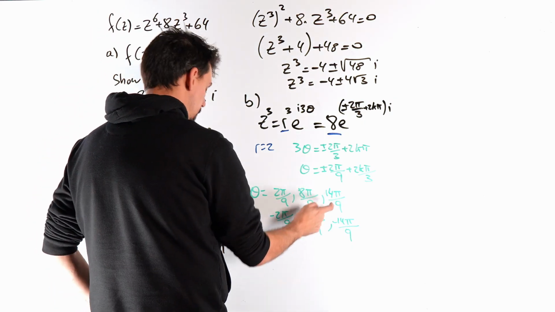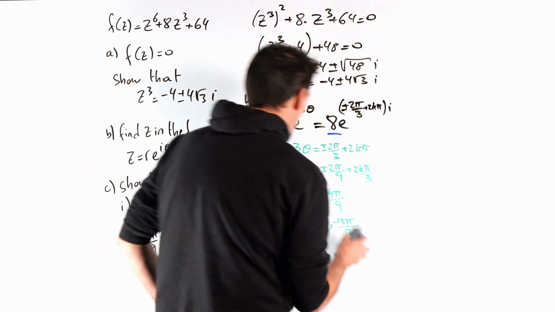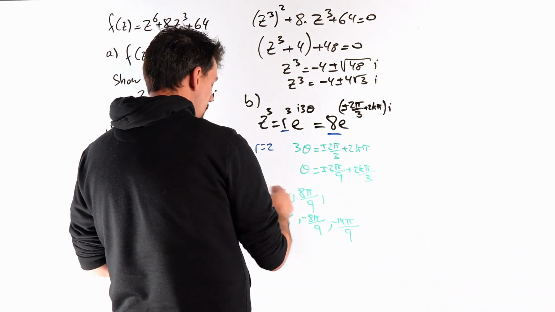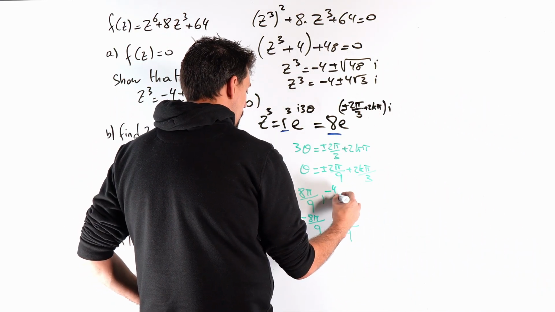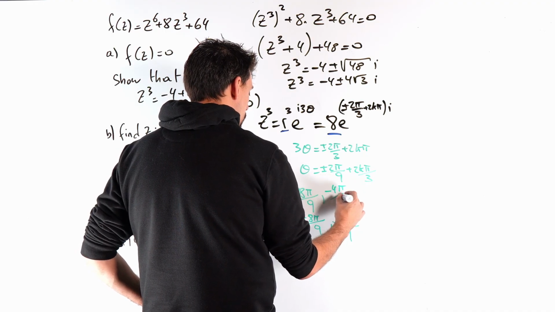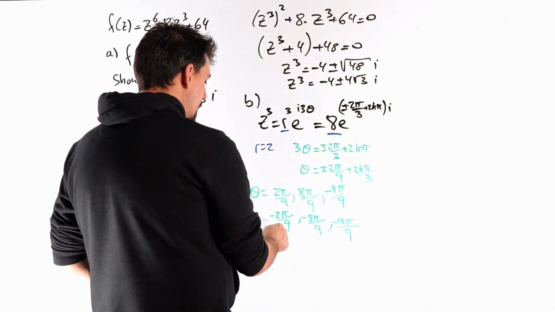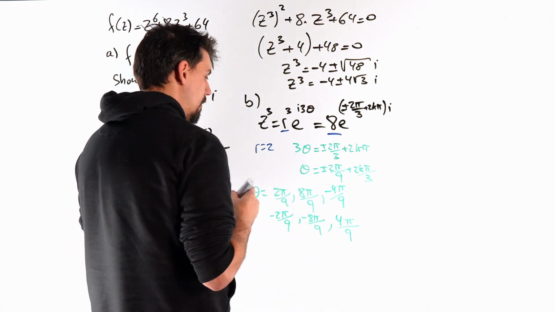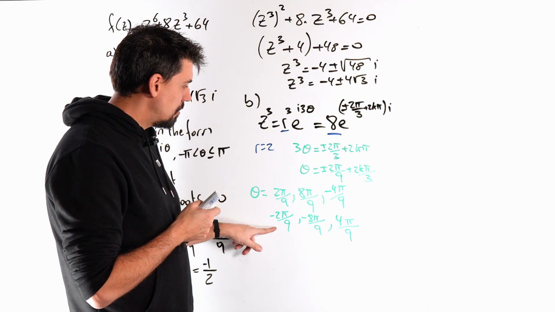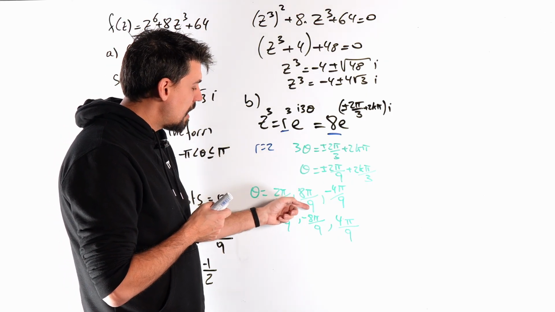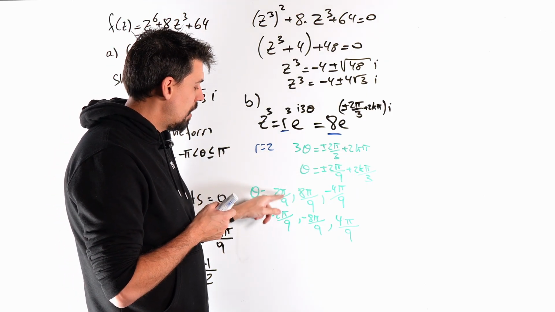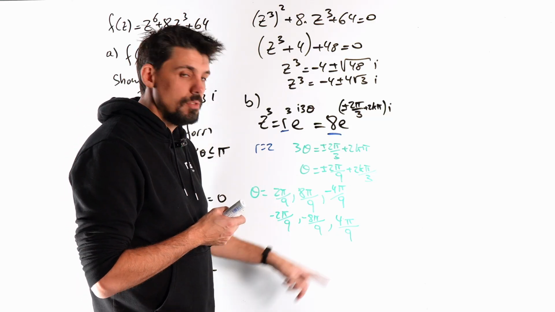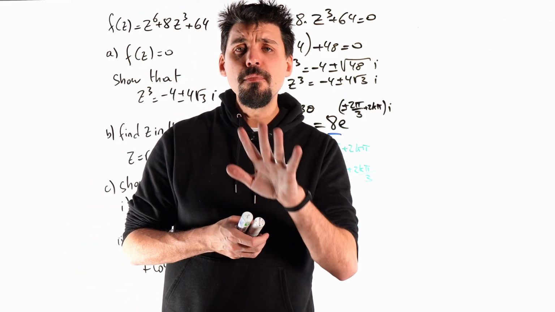Oh, that one's too big. That one's too big, isn't it? So we can add 6 pi over 9, and I can subtract 6 pi over 9. There we go. And then that one I can always add 2 pi over 9 to get 4 pi over 9. Okay, primary solution, secondary solution, the plus or the minus, and I can just add or subtract the 2k pi over 3. So those are my solutions.